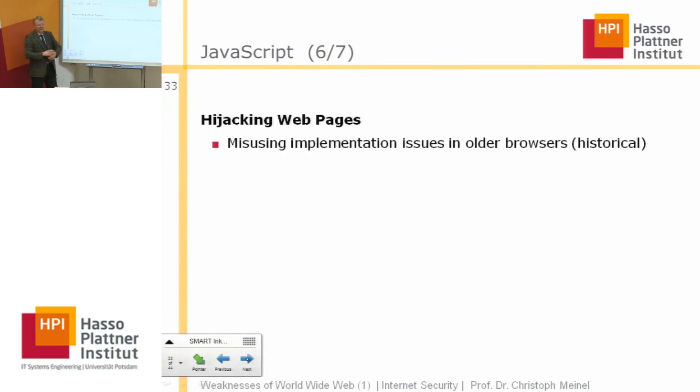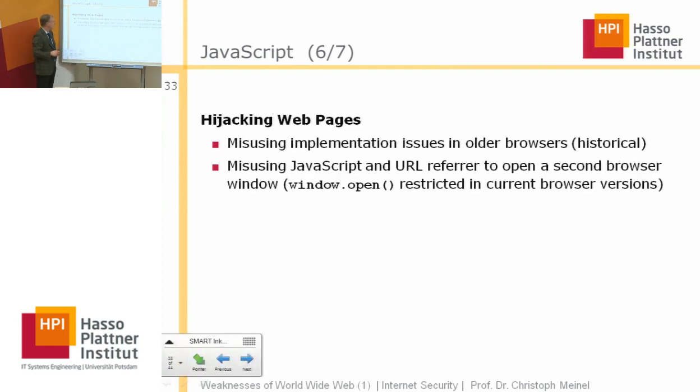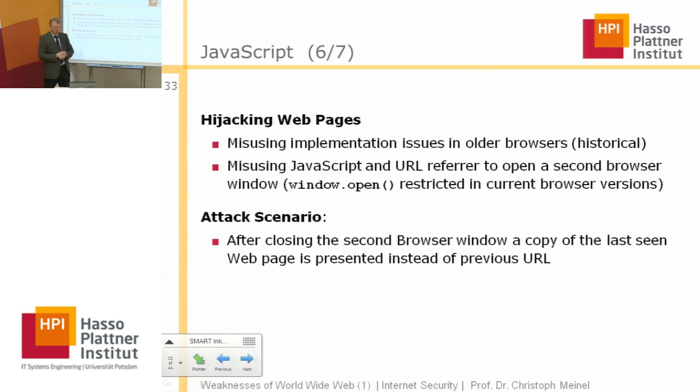A third idea to misuse JavaScript to attack a system is misusing implementation issues in older browsers, although this is historical. Here the idea was to misuse JavaScript and the URL referrer to open a second browser window by means of this control. This is no longer possible in current browser versions, but it was possible in many older versions. And the attack scenario was the following.